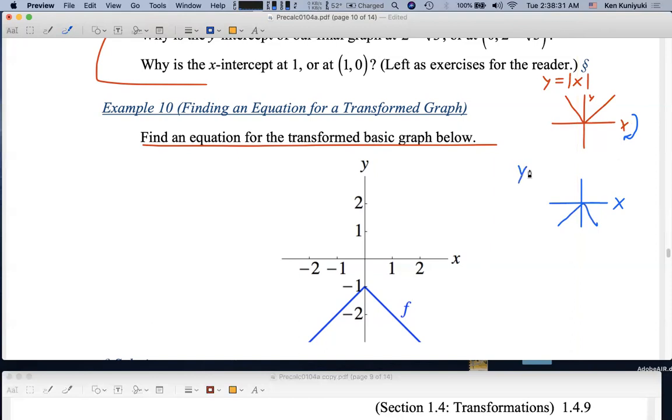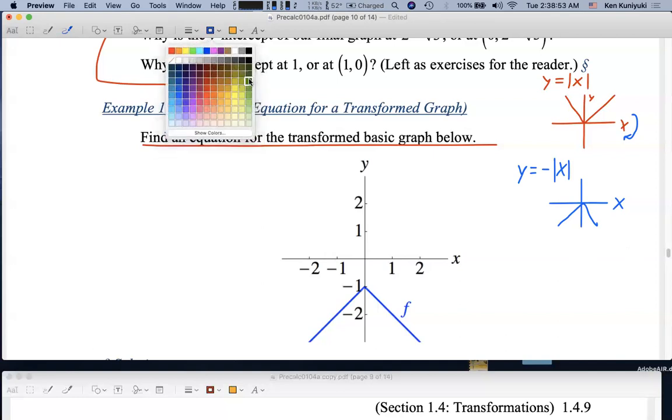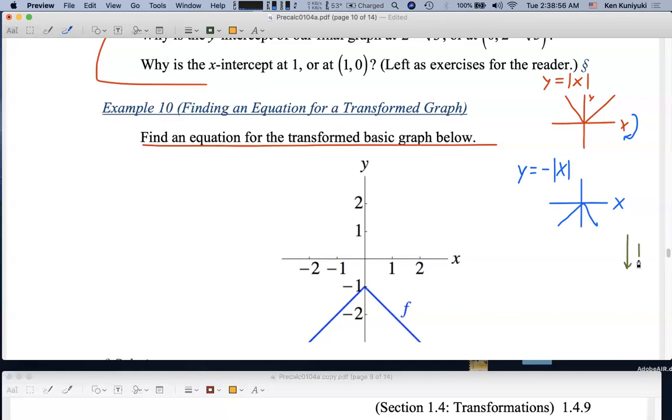And the corresponding equation would be y equals the opposite of the absolute value of x. Multiply the right-hand side there by a -1. But wait, the corner point is currently at the origin. I need it to be at 0, -1. So let's lower this thing by 1 unit. And we should get this graph over here. y equals the opposite of absolute x, all that, -1. And that should work.